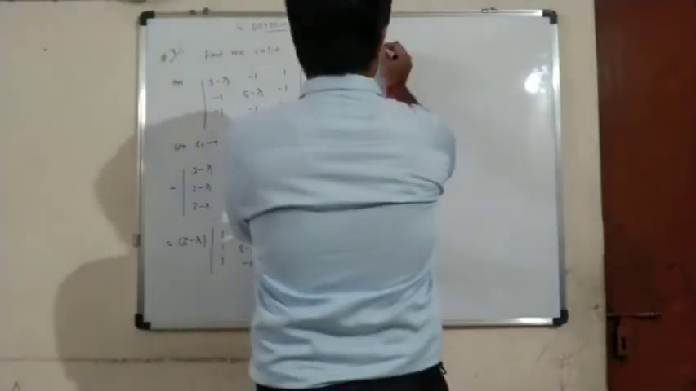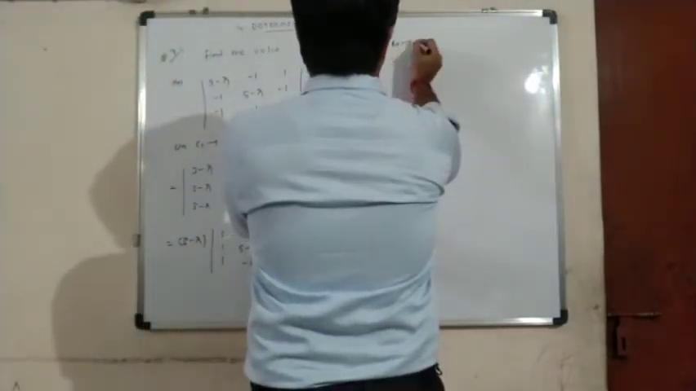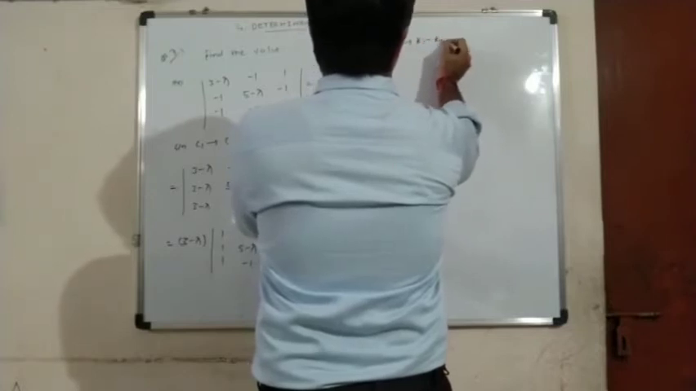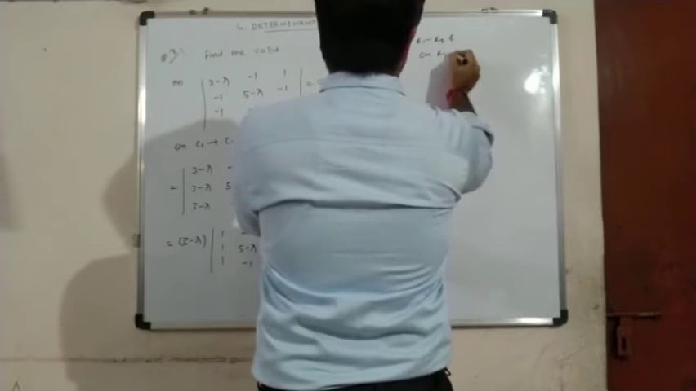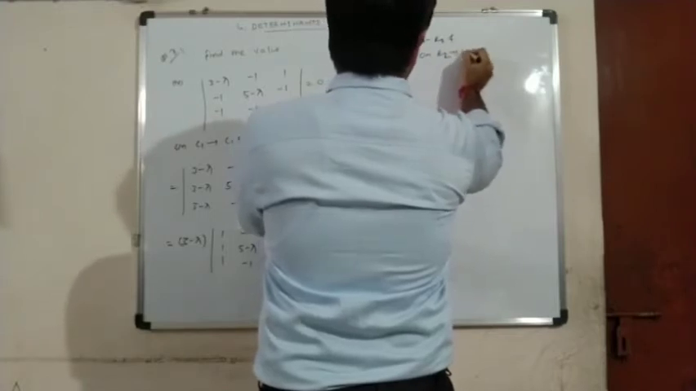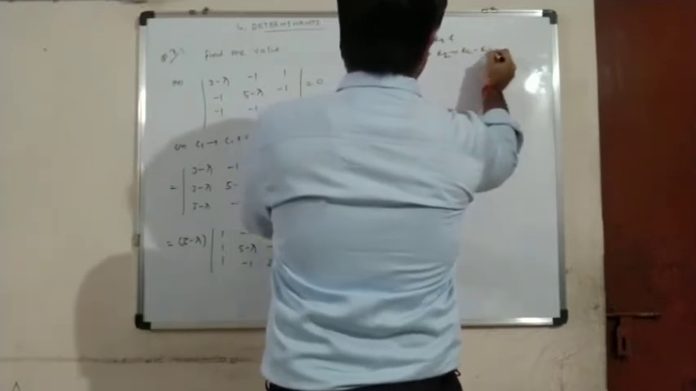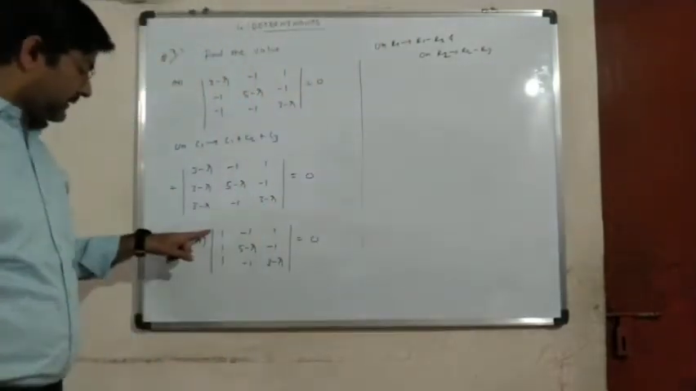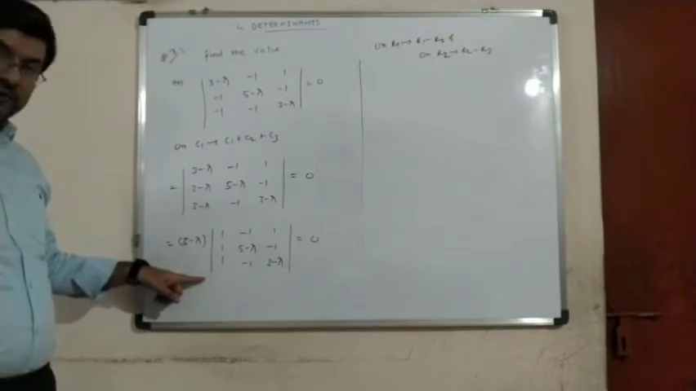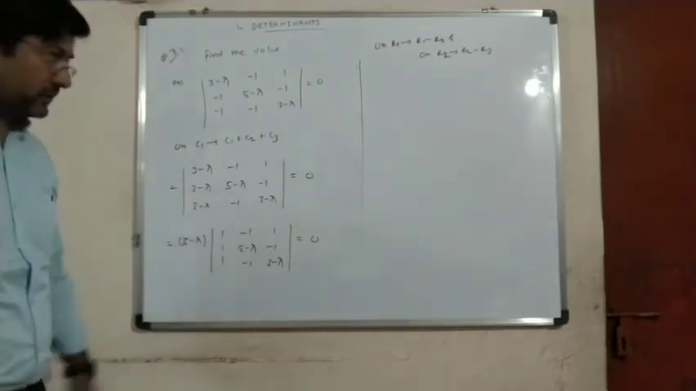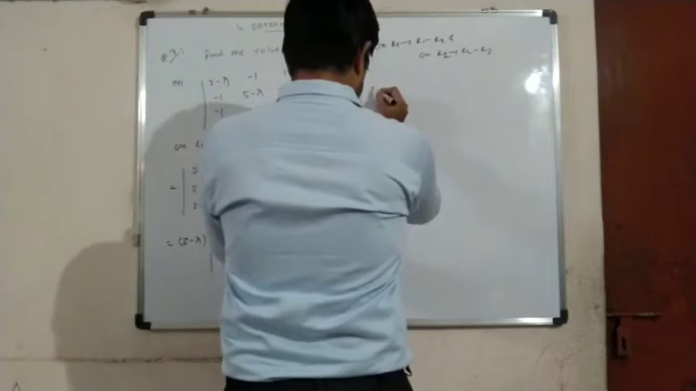Okay, now on R1 minus R2 and on R2 minus R3 we will do. So we will subtract R1 minus R2 and then R2 minus R3. Why are we doing so? To get the two zeros. Yes or no?